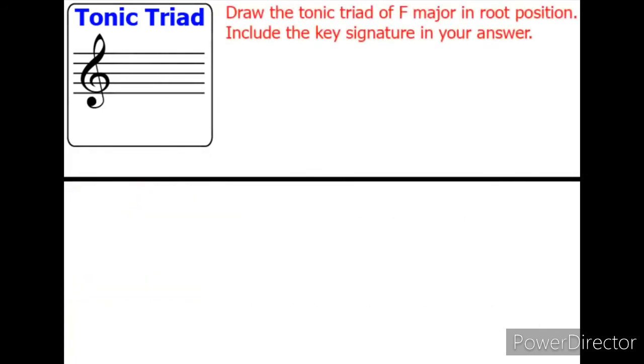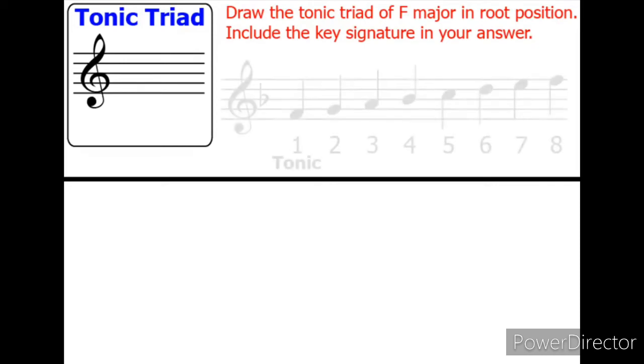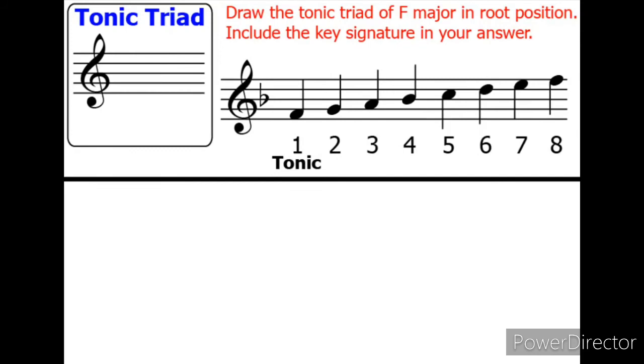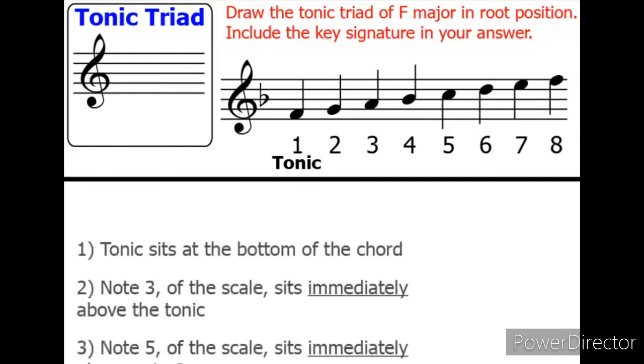To end, let's attempt a typical music theory exam question. Draw the tonic triad of F major in root position. Include the key signature in your answer. Here's a scale of F major, and we still tackle the question in the same way as we would normally, by following the instructions at the bottom of the screen. However, this time, the question asks us to include the key signature of F major.